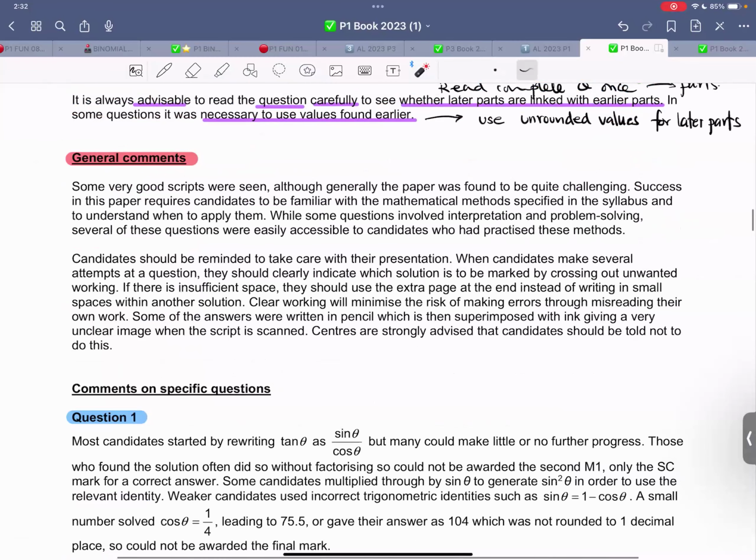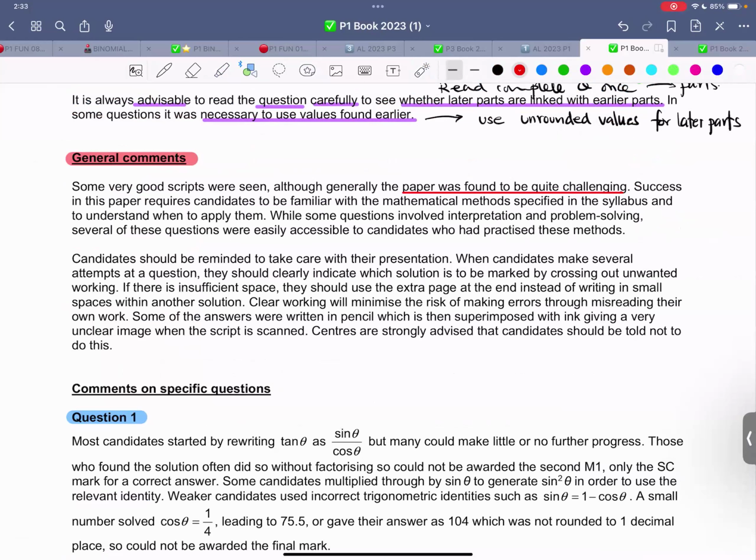Now let me start reading the general comments. What is it about? It's about the performance of students. It says some very good scripts were seen, although generally the paper was found to be quite challenging. Well, up till now, I did not find it challenging. Neither should you. Yes, maybe one or two questions at the end would be challenging.